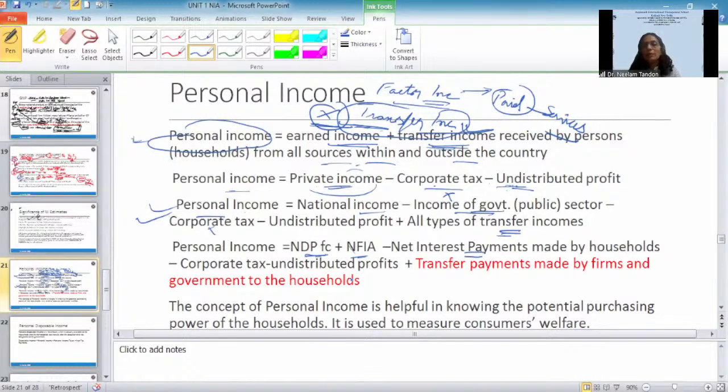So what does personal income depict? The more income you have, the more you can spend. The more you can spend, the better is your lifestyle. The better your lifestyle, the better is your standard of living. That talks about the welfare of the people. So personal income talks about welfare.